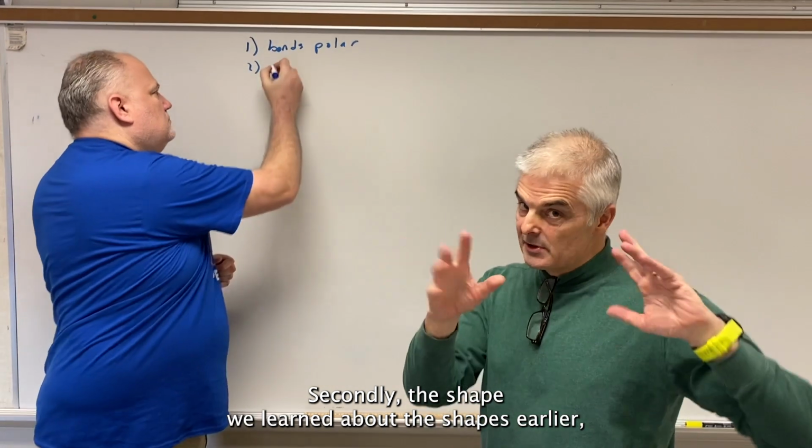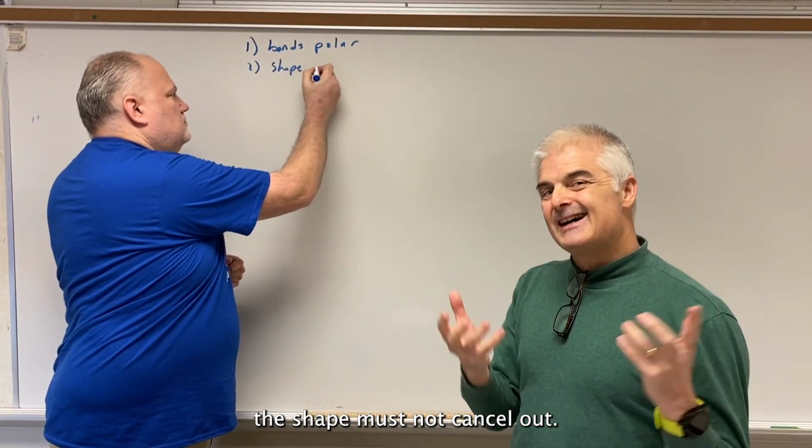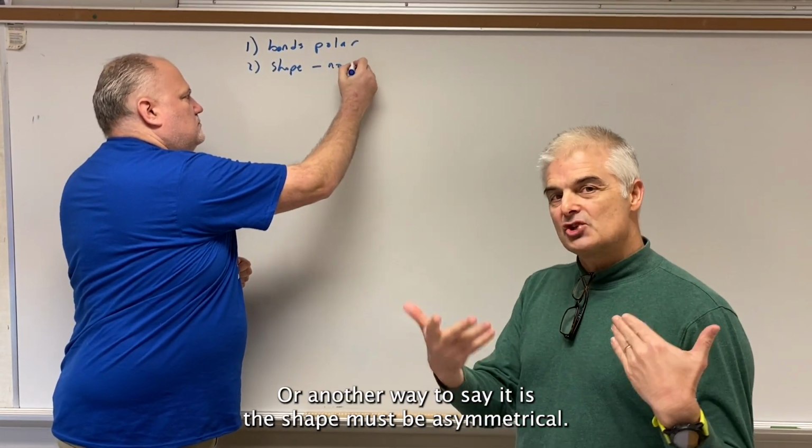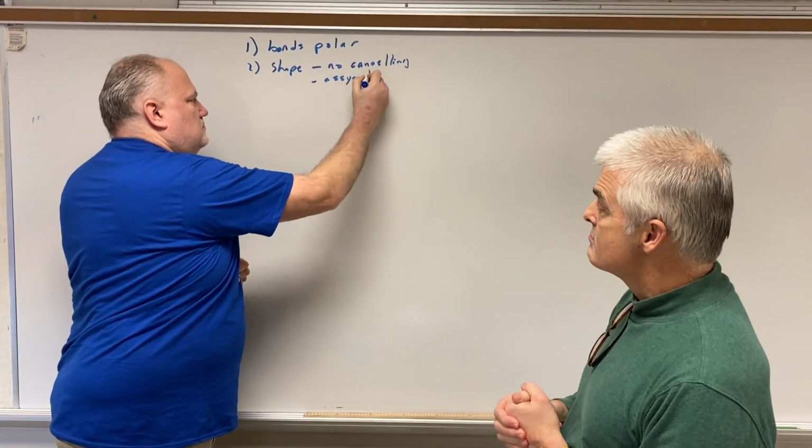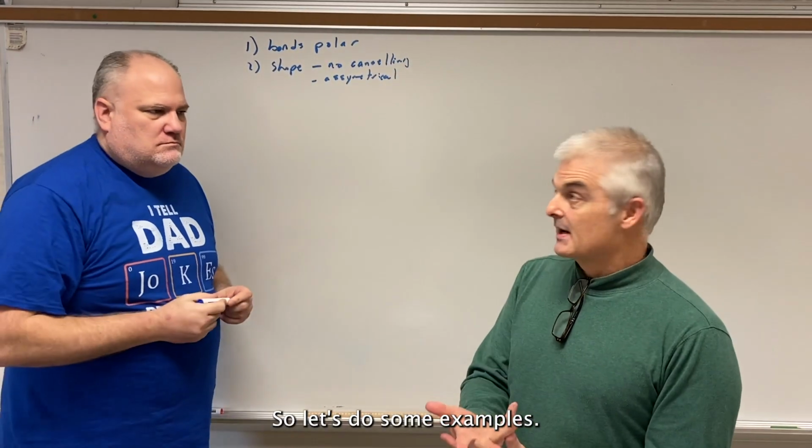Secondly, the shape, we learned about the shapes earlier, the shape must not cancel out, or another way to say it is the shape must be asymmetrical. That means not symmetrical. So let's do some examples. It's going to be real clear.